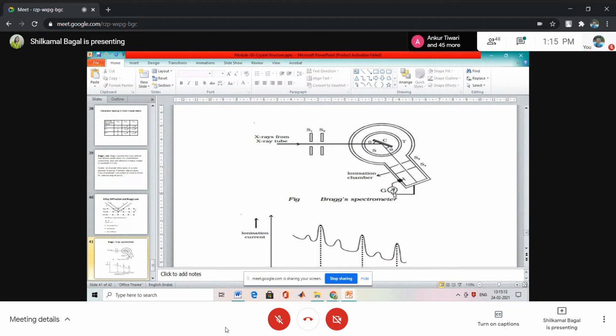Now when X-rays are incident on the crystal, as per Bragg's law, they get reflected from the crystal. These reflected X-rays first pass through the two slits S1 and S2, just for concentrating them, and then go into the chamber. These reflected X-rays go into the gas, and we know that X-rays have which property? When X-rays pass through the gas, what happens?